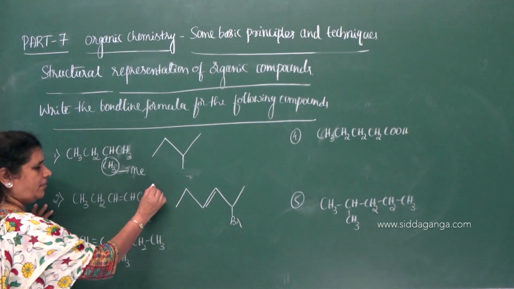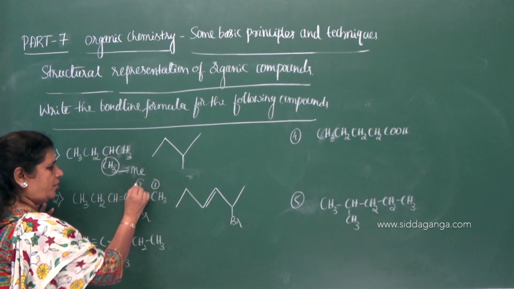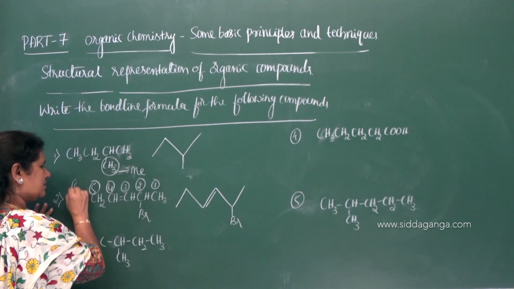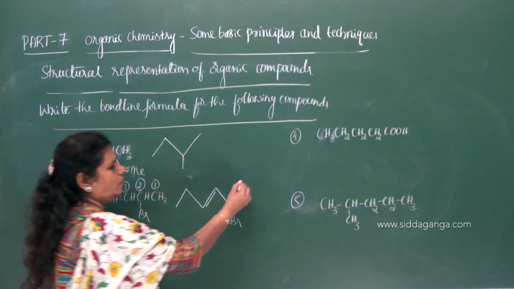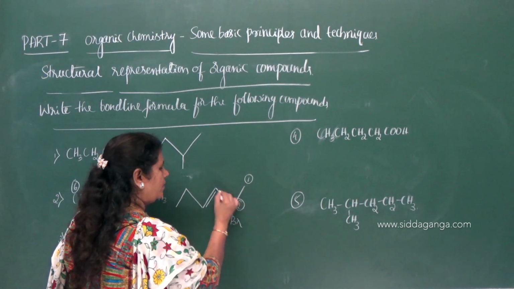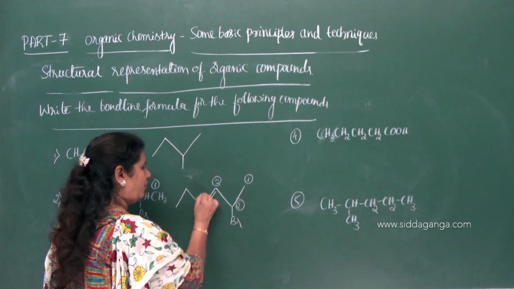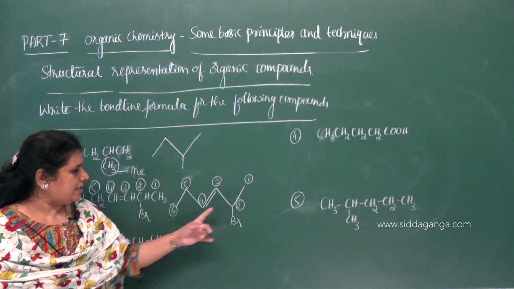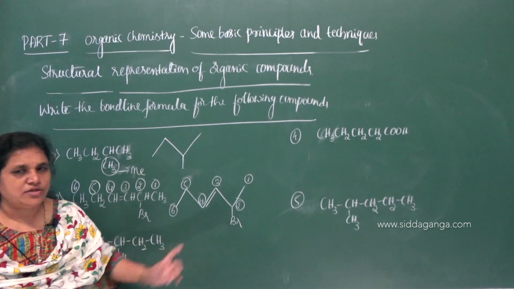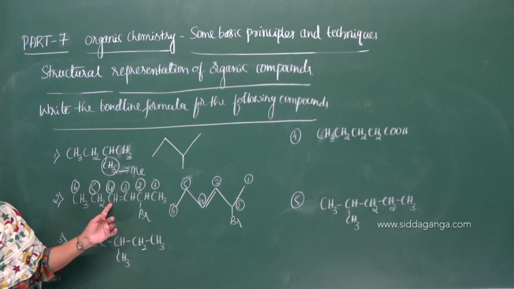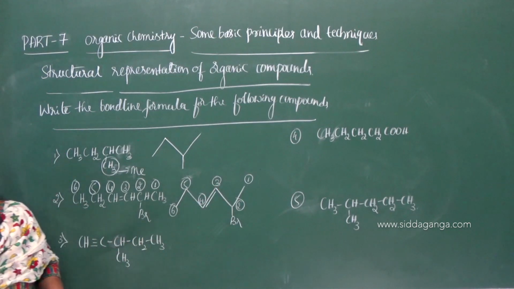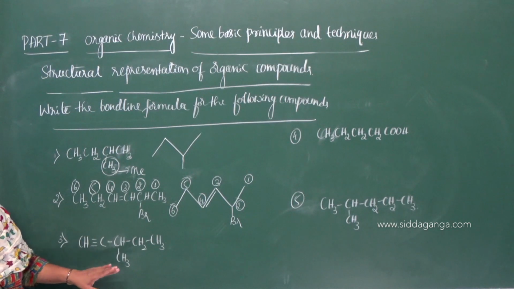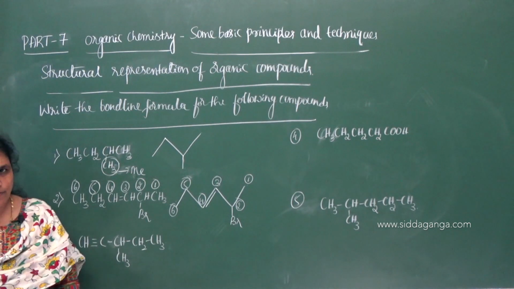You can give the number from this end: 1, 2, 3, 4, 5, 6. See here, at the second carbon we have the branch Br, and between the third and fourth carbon we have a double bond. So that can be indicated in the bond line formula. Similarly, write the bond line formula for this compound.